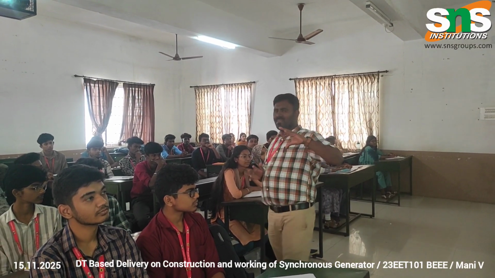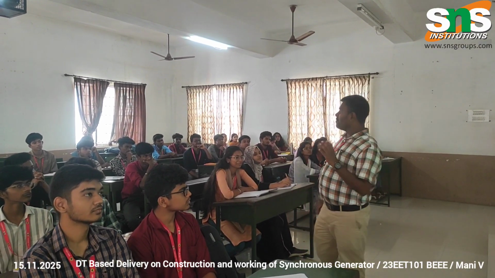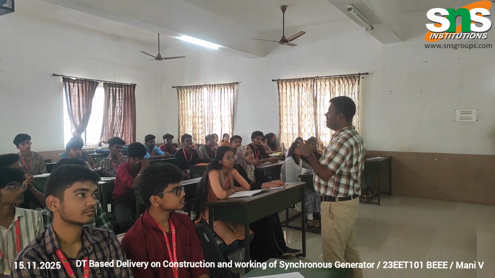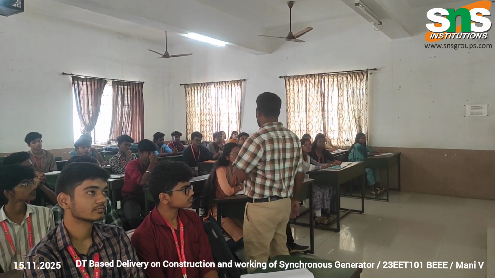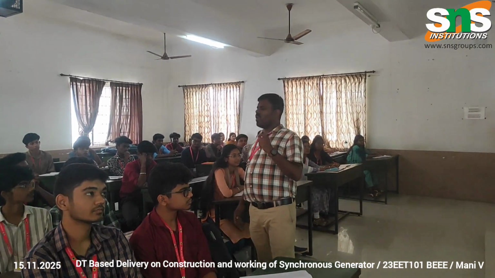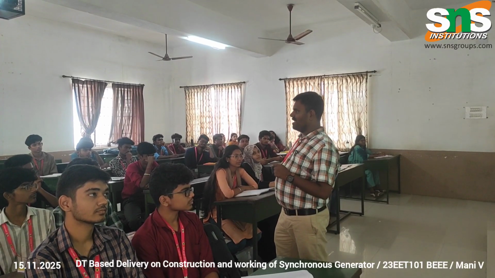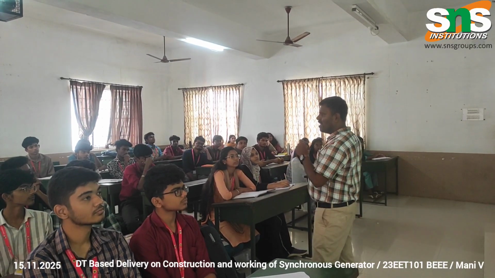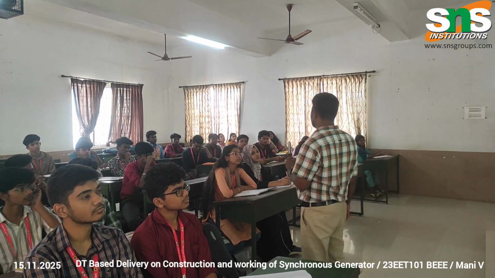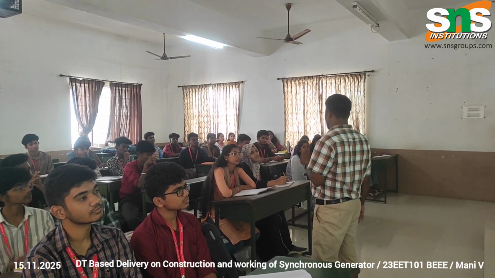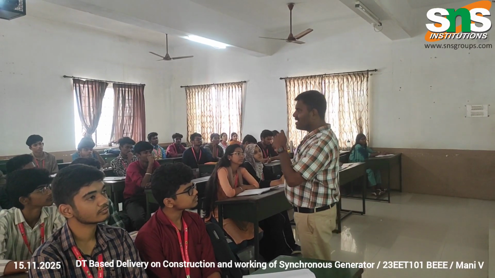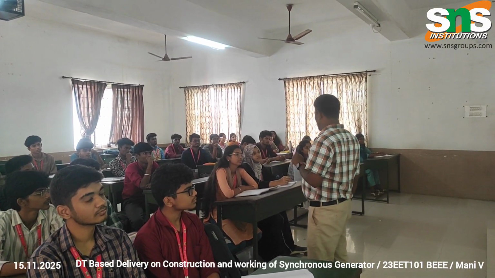So normally the generators which are used mainly in power systems like thermal power plant, nuclear power plant, and many of the power stations. So how do we calculate the synchronous speed? The synchronous speed calculation is 120 F by P. 120 is constant, F is nothing but frequency, and P is nothing but number of poles in the generator.